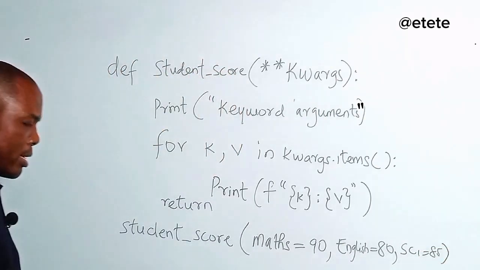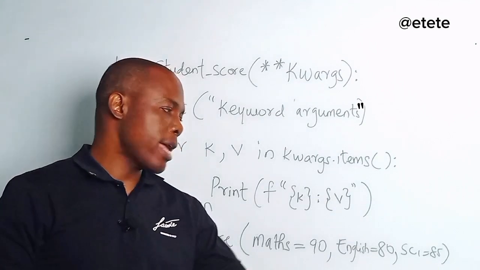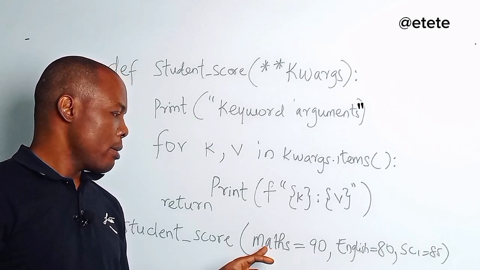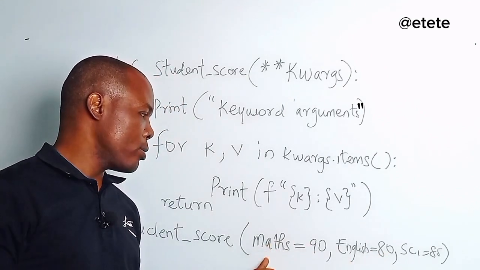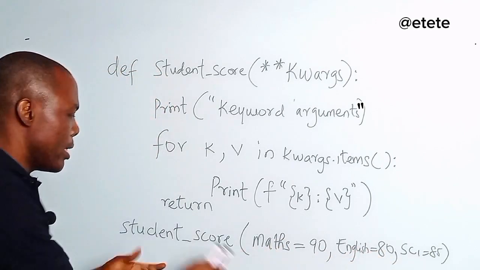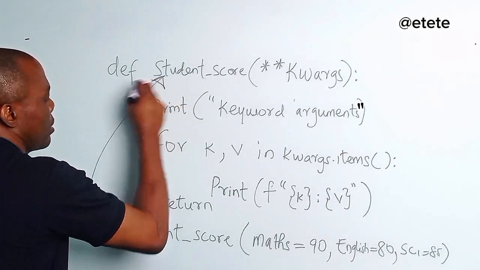Now this is what I'm doing. So I'm calling this function now and I'm supplying these arguments to it. So the first argument, this is a keyword argument. Math equals to 90, English equals to, so I'm assigning 90 to mathematics, 80 to English, 85 to this. Then this will now go to this function.